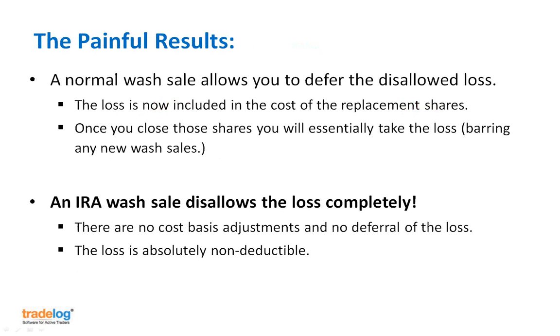How does this affect you? Well, just to recap, in a normal wash sale, you can defer the disallowed loss. So you defer it, and it's now included in the cost basis of the replacement position. When you finally close that replacement position, you take the loss at that time, as long as you don't create a new wash sale, of course. But with an IRA wash sale, the loss is disallowed completely. There's no cost basis adjustment. The loss is absolutely non-deductible. And so that's why it has a very painful consequence.